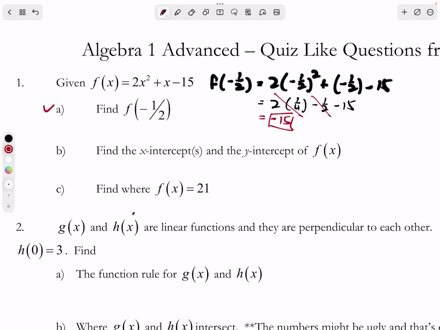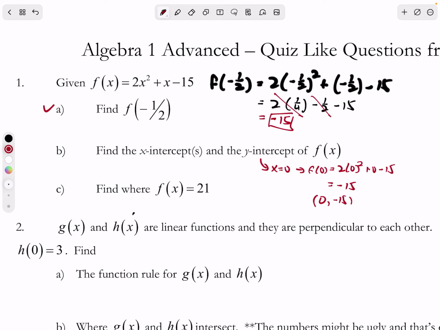So that's part A. X-intercepts and y-intercepts. I'll do the y-intercept first. It's easier. We're going to let x equal 0. So basically, what is f of 0? And that is 2 times 0 squared plus 0 minus 15. That's negative 15. So when x is 0, y is negative 15.